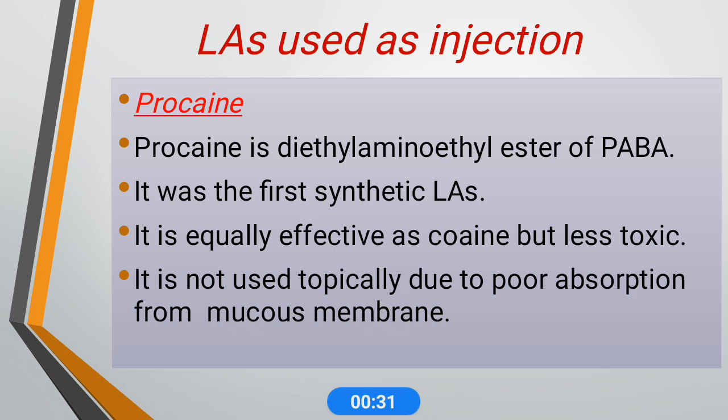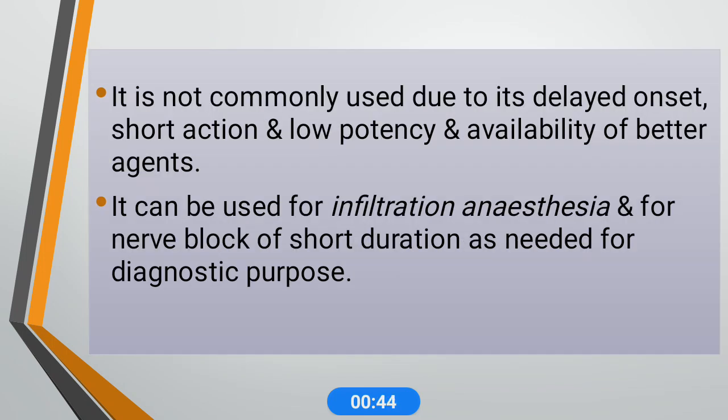If you compare it to cocaine, it is equally effective as cocaine but less toxic. But it is not used topically due to its poor absorption from mucous membrane. Procaine is not commonly used due to its delayed onset, short action, low potency and availability of better agents. It can be used for infiltration anesthesia and for nerve block of short duration, as needed for diagnostic purposes.